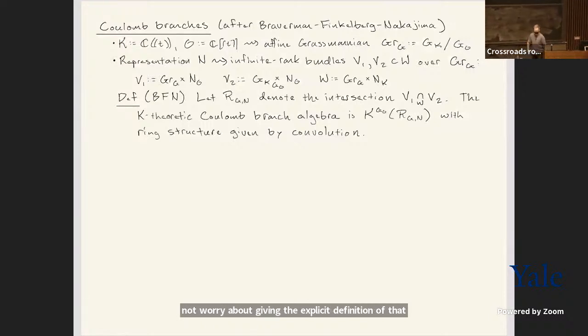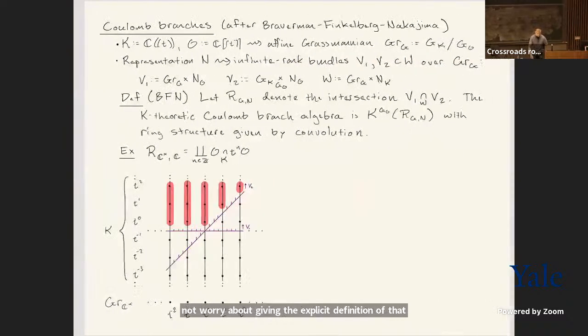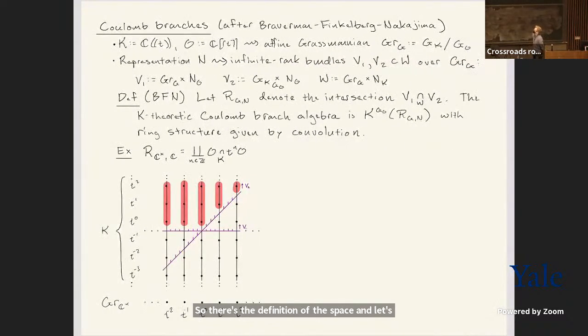All right, so there's the definition of the space. And let's talk about the simplest non-trivial example where N is non-zero. So this is the example where N is just one dimensional, where G is C star, and it's just acting linearly on its defining representation. So this is R_{C*,C}. Okay, so what is Gr_{C*}? Well, first of all, Gr_{C*} is basically a countable disjoint union of points, which are indexed by the different powers of t. More precisely, this is its reduced locus, but whatever.